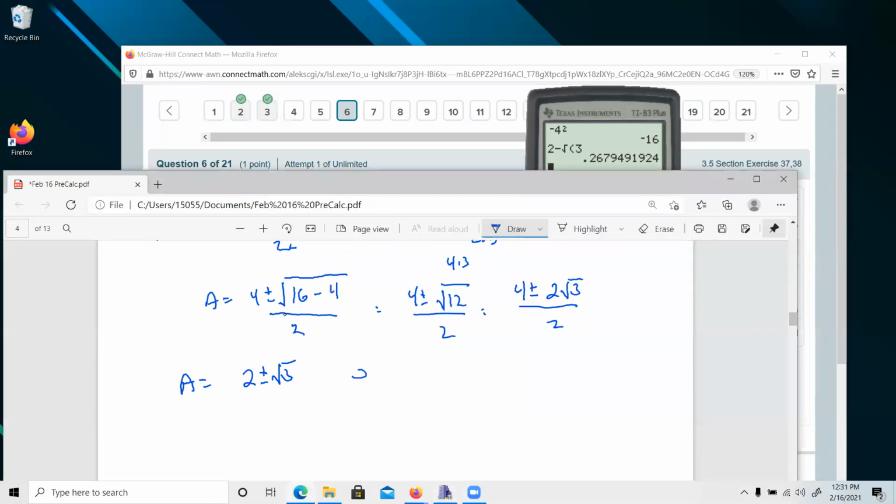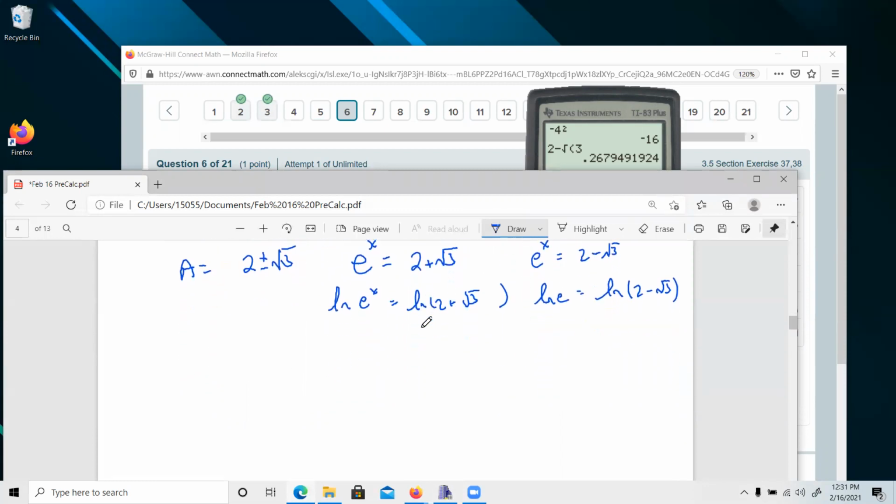So we have e to the x is equal to 2 plus root 3, and e to the x equals 2 minus root 3. So we're going to take natural logs of both sides. x is equal to ln of 2 minus root 3. See, that's why I said you can't just get rid of the negatives. You don't know. So this is going to be x is equal to natural log of 2 plus root 3, or x is equal to natural log of 2 minus root 3. Okay, and those are your two solutions to that problem.